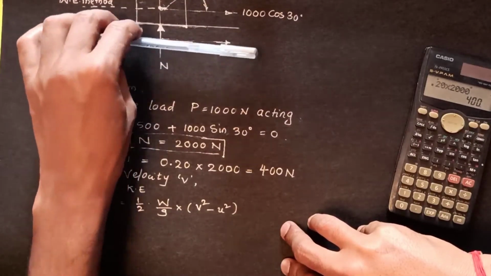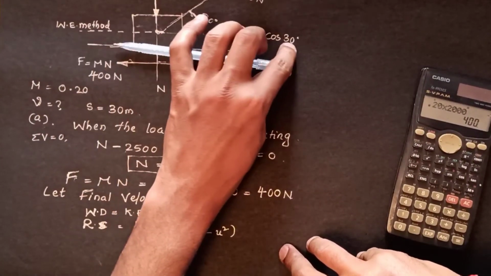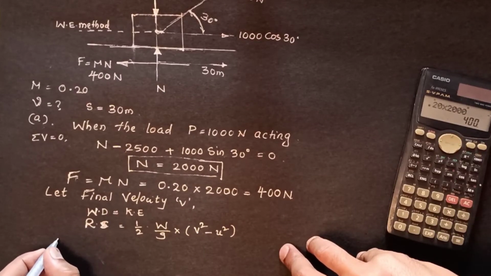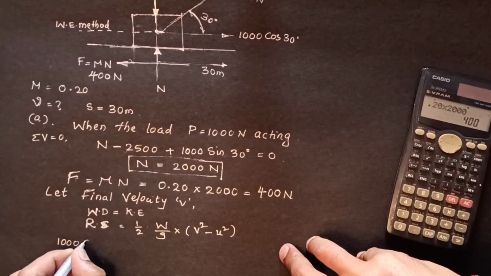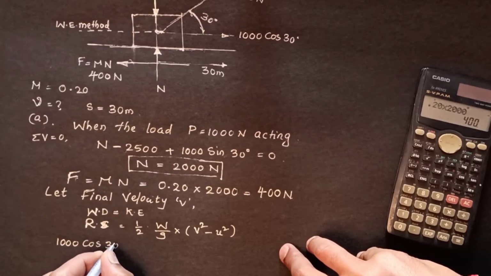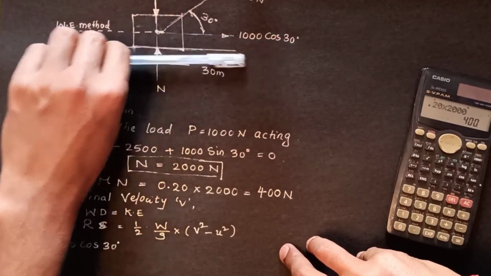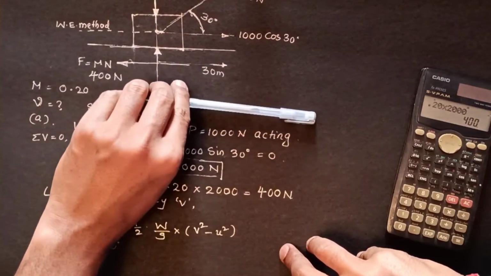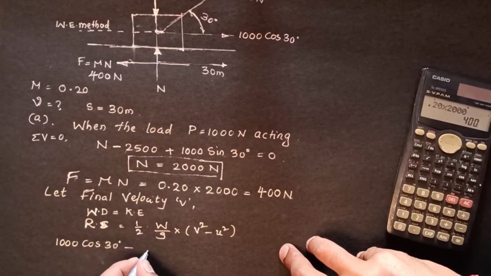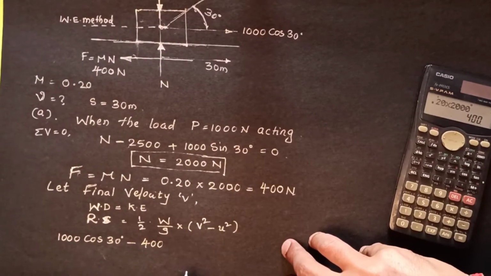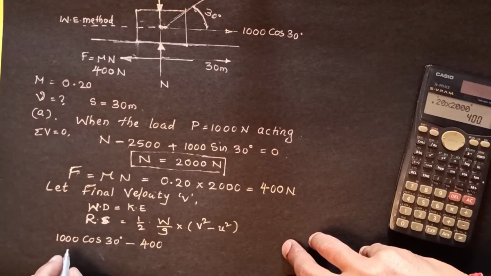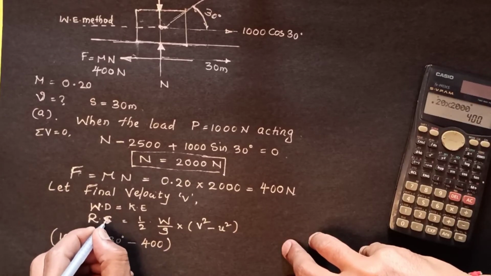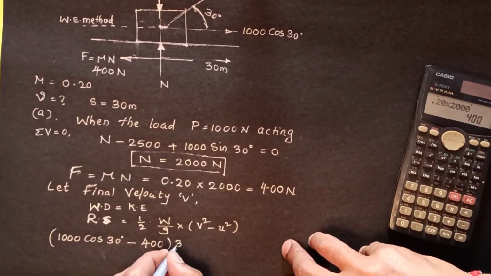Let me check now. One is 1000, acting towards the right side, so that will be a plus value. So plus 1000 cos 30 degree is one force, and another force is the frictional force, which is acting towards the left side, so that will be taken as minus 400. So these two are the horizontal forces. Now into the distance, S is nothing but the distance, that is given as 30.